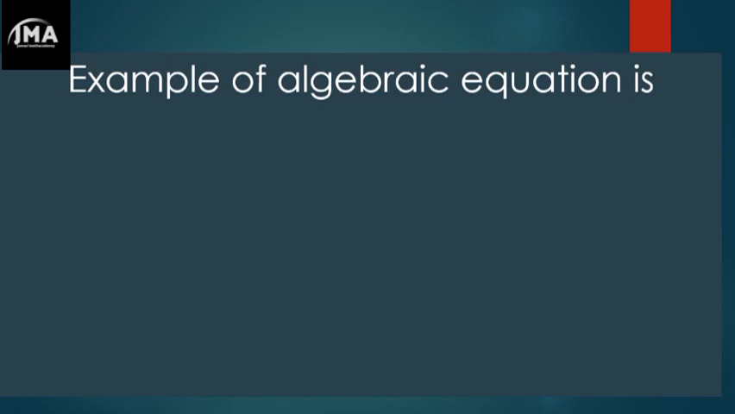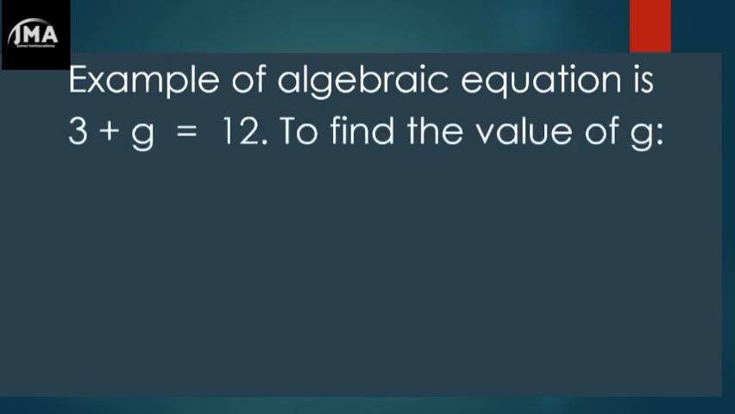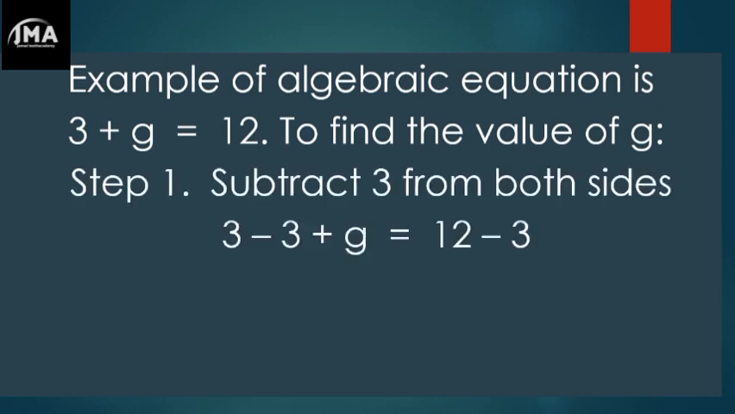Let's look at the example of an algebraic equation, which is 3 plus G is equal to 12, as stated before. So the first step is to what? Is to first of all subtract 3 from both sides, because 3 is positive in the left hand side. If it's going to the other side, it's going to be what? Minus. So that's why I subtracted both sides by what? By 3. And if I subtract both sides by 3, you're going to have 3 minus 3 plus G is equal to what? 12 minus what?